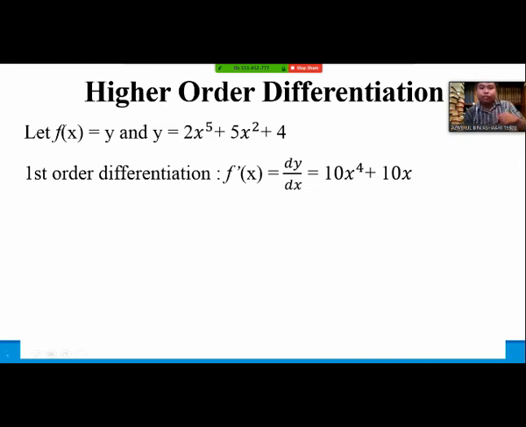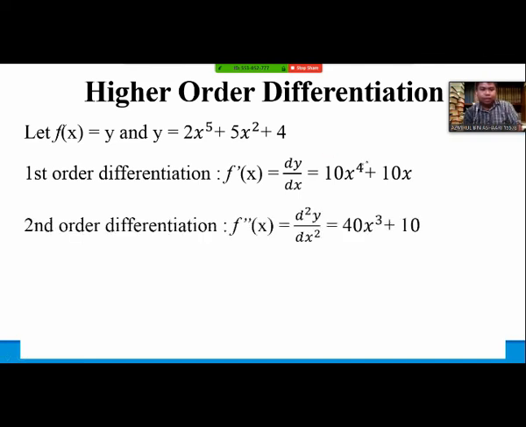If you want to differentiate again, that is second order differentiation. Using this one, you differentiate it: 4 moves to the front, 10 times 4 becomes 40, and 4 minus 1 becomes 3. And for this one, power of 1, 1 moves to the front and becomes 10, and 1 minus 1 becomes x power of 0, or you can say 10. This is the second order.